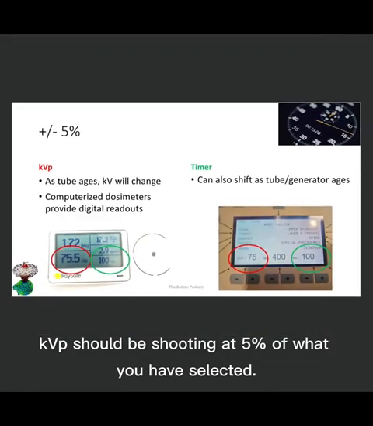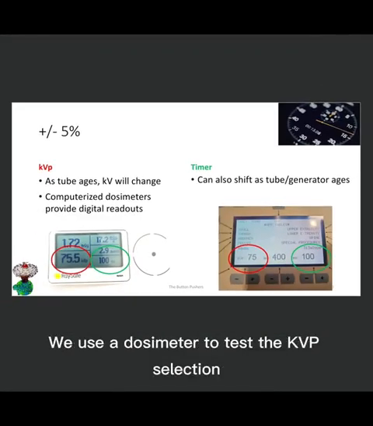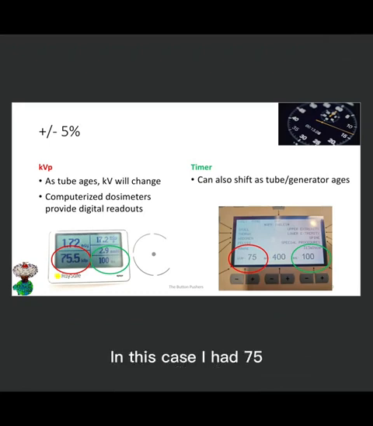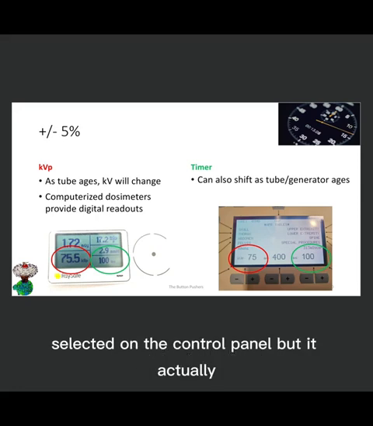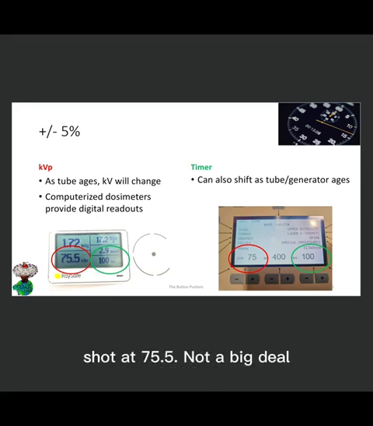kVp should be shooting within 5% of what you have selected. We use a dosimeter to test the kVp selection. In this case, I had 75 selected on the control panel, but it actually shot at 75.5, not a big deal.